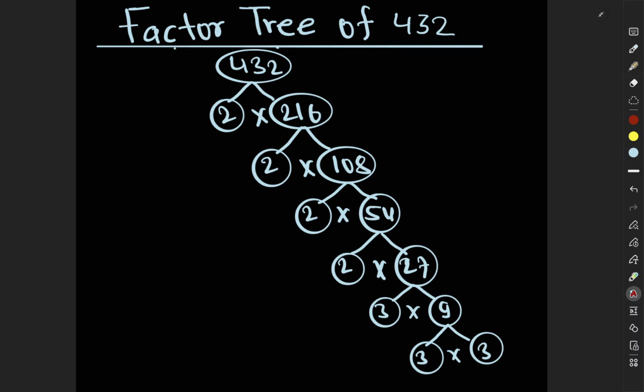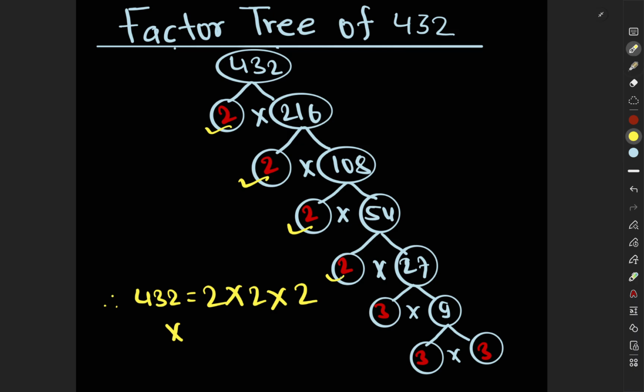So now we select the prime numbers among these numbers. The prime numbers here are all 2 and 3. So we can write 432 is equal to the product of all these prime numbers, that is, all these 2 and 3.